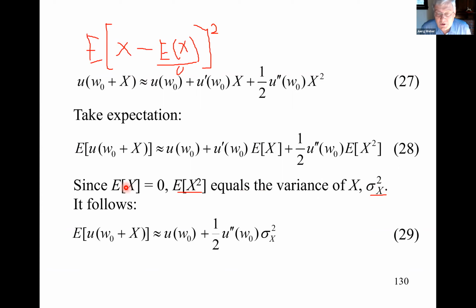So I can now write for E[X squared] just the variance. And then I said before, E[X] is 0. So this middle term drops out, and it simplifies to this. So that's equation 29, the approximation we have on the right side of the equation.